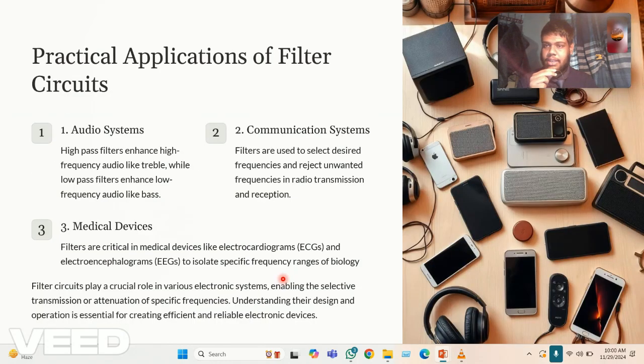In next slide we can see the practical application of filter circuit. The application of filter circuit is audio system, communication system and medical device.